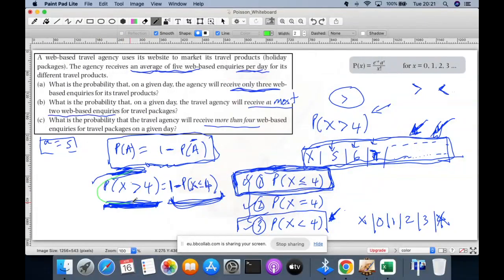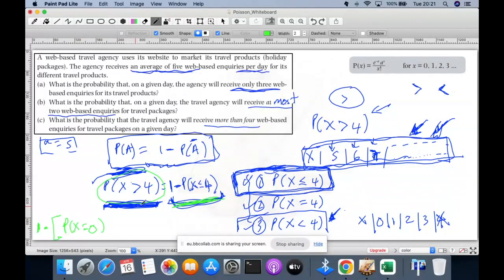This is what we want to solve. In order to solve that, we have to use the complementary rule and solve the right-hand side in order to get that value. So all we need to do is work out the probability of x less than or equal to 4 and say 1 minus that. So the right-hand side is going to be 1 minus, and I'm going to put everything here in a big square bracket.